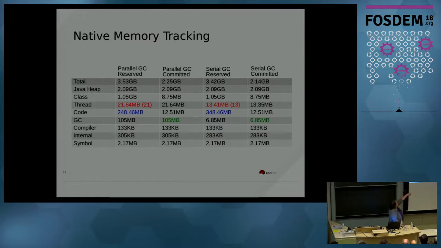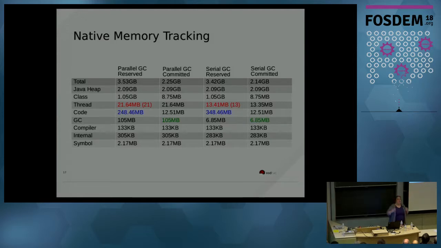So here's Parallel GC and Serial GC. Their heaps are the same size. But you can see that Parallel GC has more threads, so it uses more thread memory. Which makes sense. It didn't at first, but when I looked at it, I said, okay, that makes sense. The GC internal data structures are different sizes. So Parallel GC has more data structures. Let me make sure that's right. They're about the same in committed. No, so 105 megabytes versus 6 megabytes in terms of GC data structures.